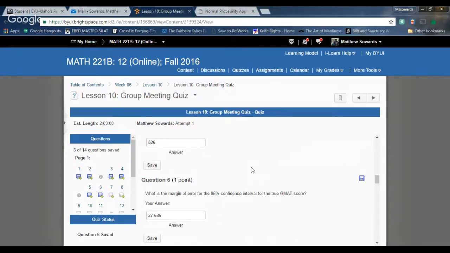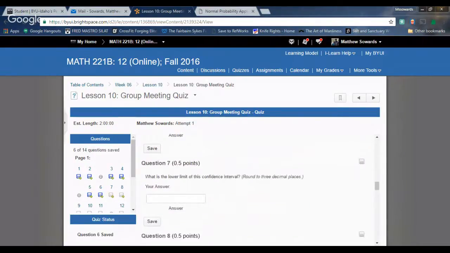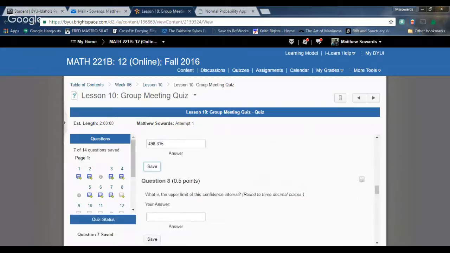I got 27,685. What'd you get? That's what I got too. Okay. Awesome. So number 7 is, what is the lower limit of this confidence interval? And this is where we just subtract the margin of error. Everything else the same, just the number. Yeah. And I got 498.315. Mm-hmm. Cool. And then the upper limit.